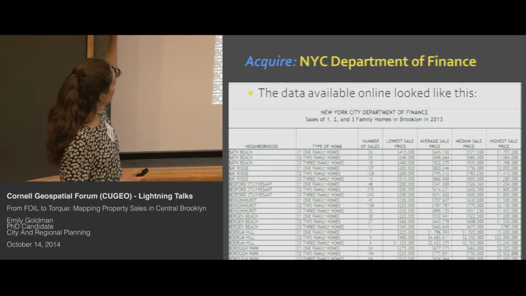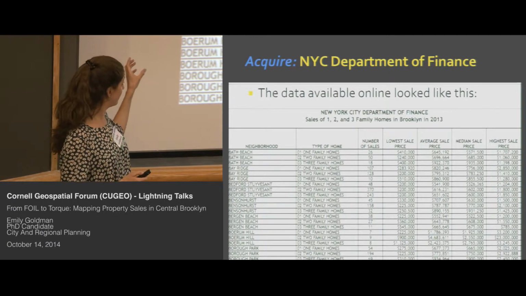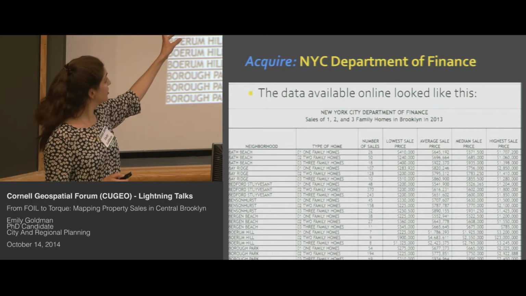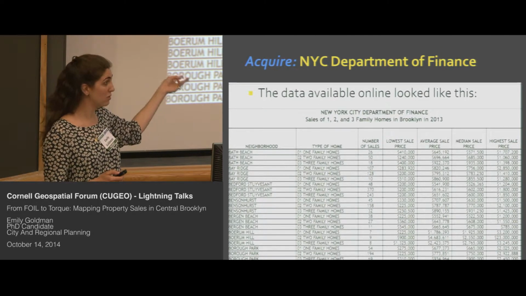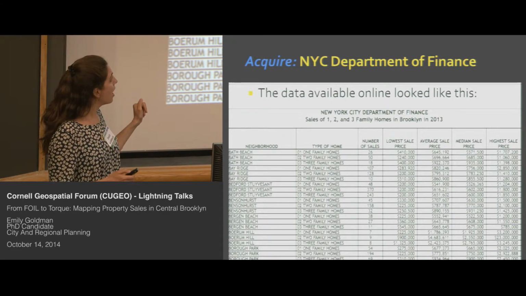Number one, the neighborhoods, I wanted more fine-grained information than just at the neighborhood level. And I also wanted more information than just type of home being 1, 2, or 3 family homes. I know that there would be dozens of other types that I was interested in seeing.